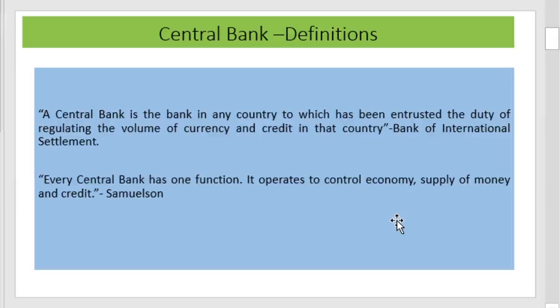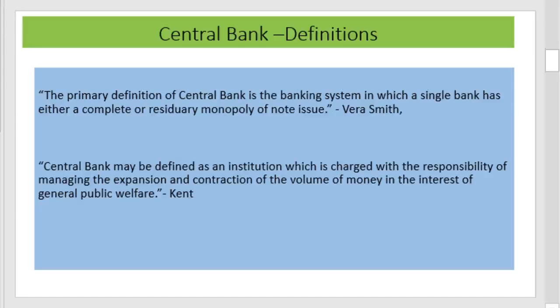That is, they focused on the regulatory power of the central bank over the volume of currency and credit in the country for maintaining stability in the economy. The second definition is given by Samuelson. According to Samuelson, every central bank has one function: it operates to control the economy by controlling the supply of money and credit. It is in the same sense as defined by the Bank for International Settlements.